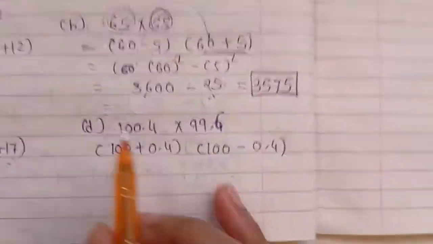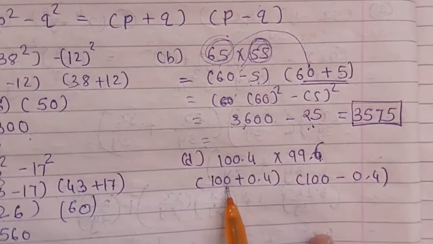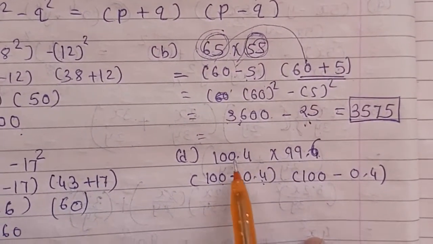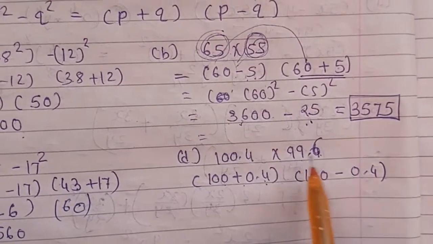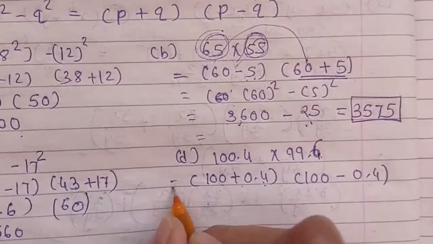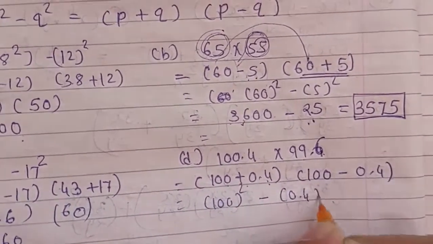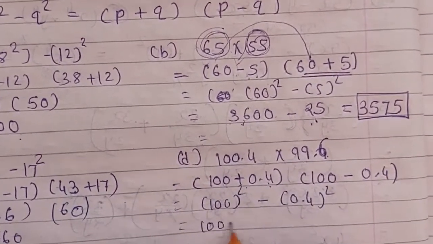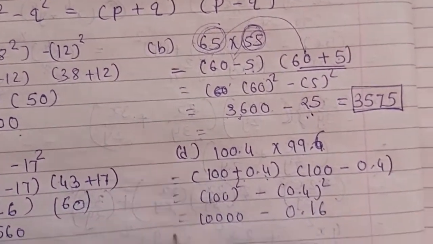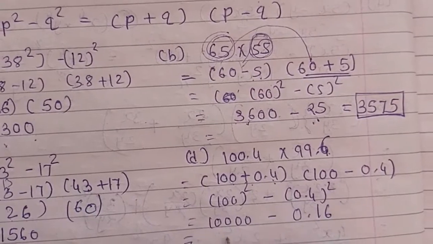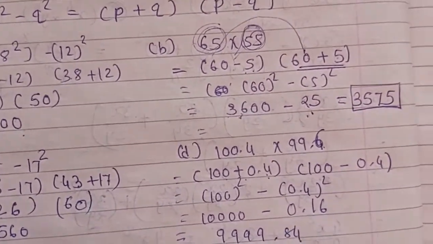Okay. Now similarly 100.4 into 99.6 is given. So 100 plus 0.4 is equal to 100.4 and 100 minus 0.4 is equal to 99.6. So we can write what? 100 square minus 0.4 square. 100 square means what? 10000. Minus 0.4 square becomes what? 0.16. So what will we get as the answer? Subtraction, 9999.84 would be your answer.